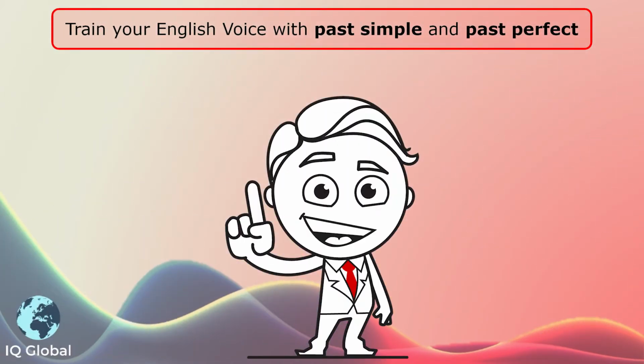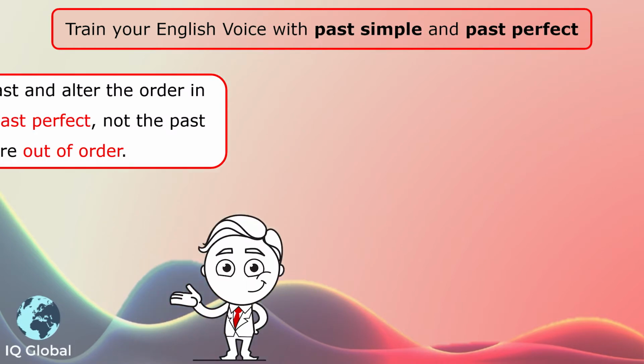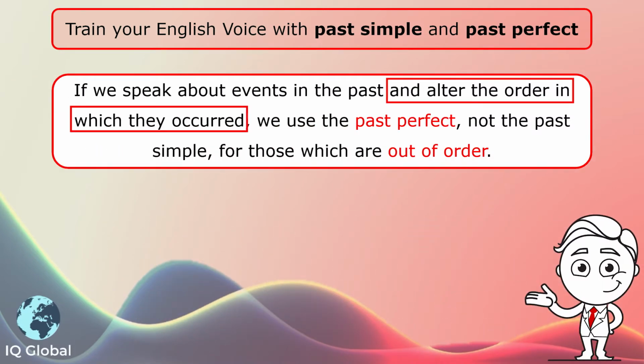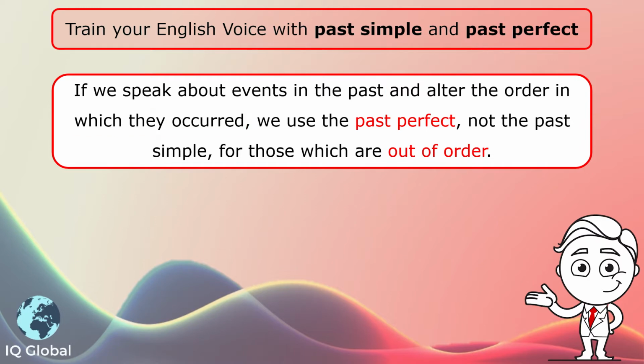In this section, we are going to learn how to use the past simple and the past perfect. When we speak about events that are in the past and we change the order in which they occurred, we use the past perfect. This is for things that are out of order. We don't use the past simple.